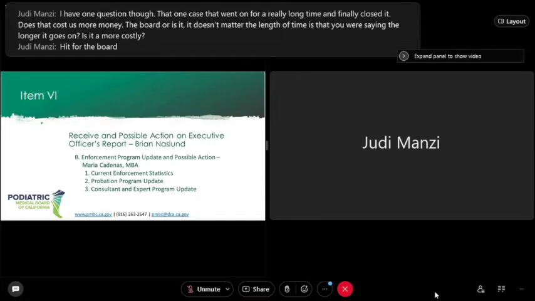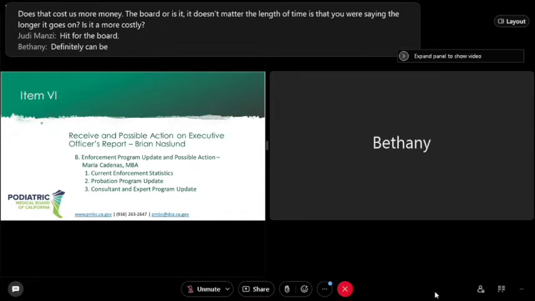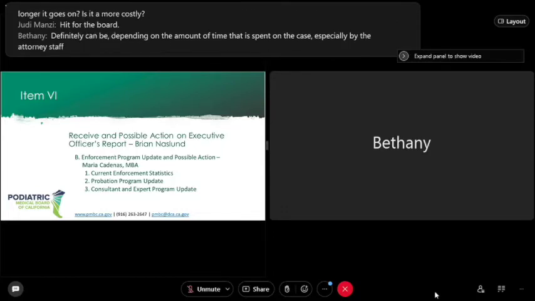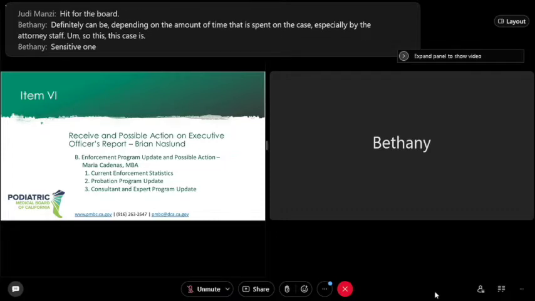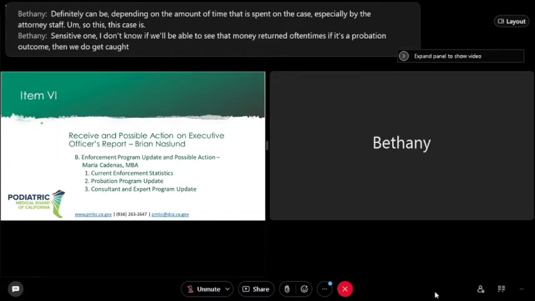It definitely can be, depending on the amount of time that is spent on the case, especially by the attorney staff. So this case is quite an expensive one. I don't know if we'll be able to see that money returned. Oftentimes, if it's a probation outcome, then we do get cost recovery, but we don't always get cost recovery if it's another outcome. Yeah, thanks.